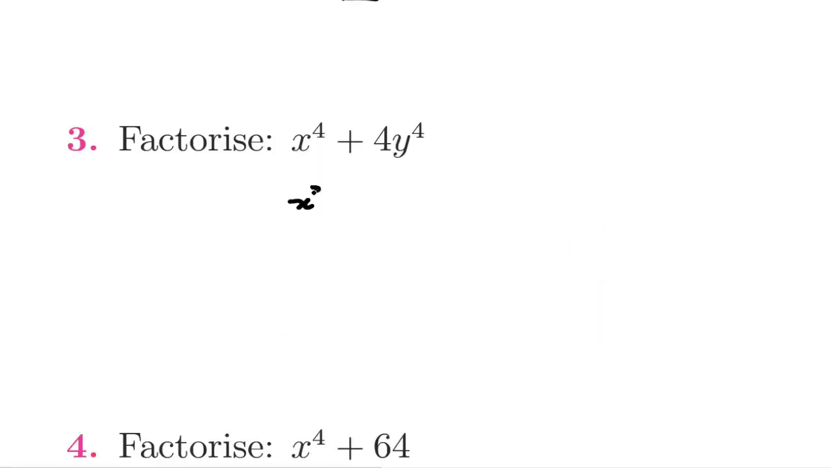Third question. Think about it. The perfect square of x squared plus 2y squared. The square of the first is here. The square of the second is here.